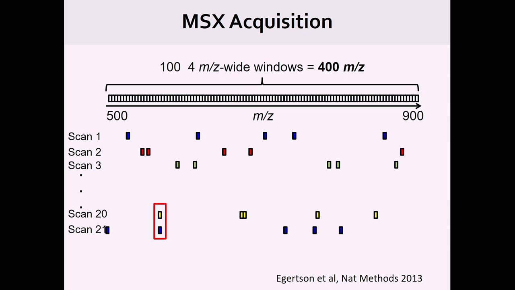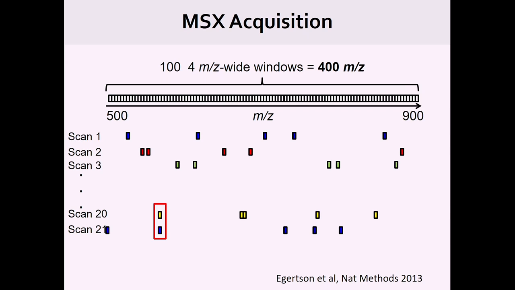So what we did is we randomly select five windows. We then, in the second scan, randomly select five of the remaining 95. In the third, you randomly select five of the remaining 90. And then eventually you get to scan 20, and now you have only five remaining. And then at scan 21, you refill the list and randomly select them again.